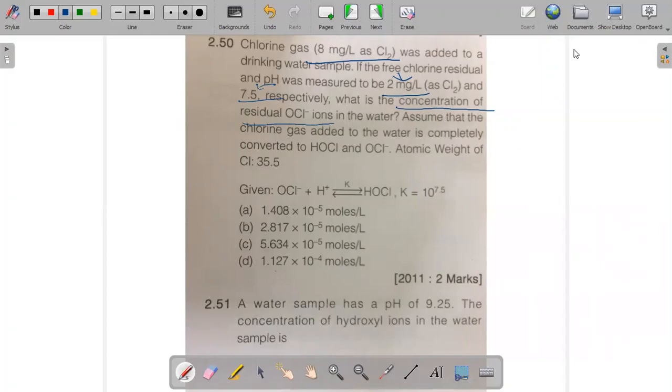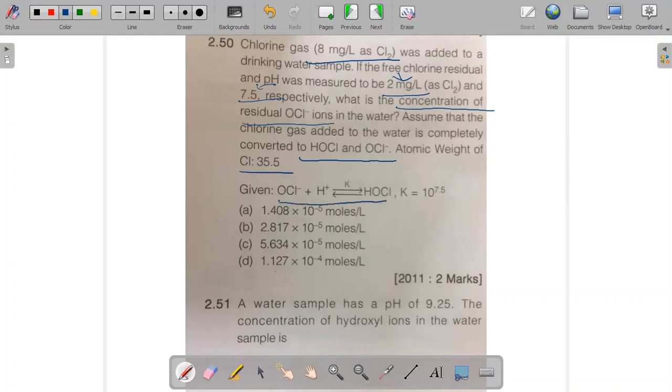Yes, sorry for the disturbance, guys. This is due to some network issue. Let's get back to our question: we need to find the concentration of residual OCl minus in water. Assume that chlorine gas added to the water is completely converted to HOCl and OCl minus. And the atomic weight of Cl is obviously 35.5.